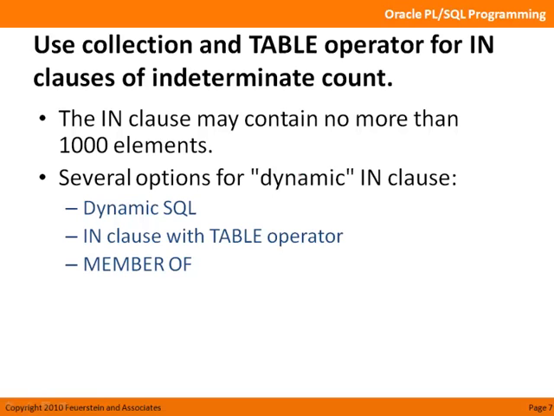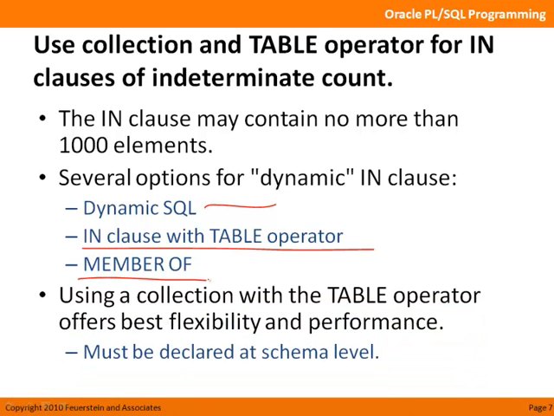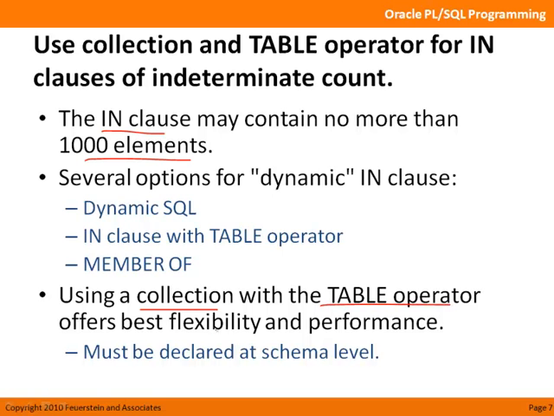And there are actually lots of different approaches to take here. We can use dynamic SQL. We can use an in clause with a table operator. We can even use a member of syntax with nested tables in Oracle 10. And the bottom line is that if you have an in clause with a lot of variability, where the number of elements could pass 1,000, then the best approach is to use a collection with a table operator, giving you the most flexibility and the most performance. Let's take a look.